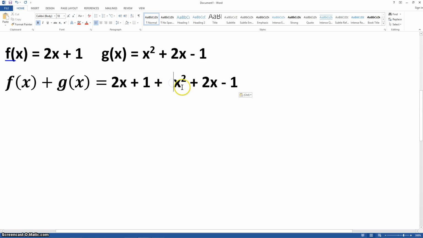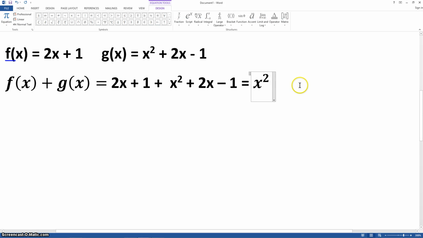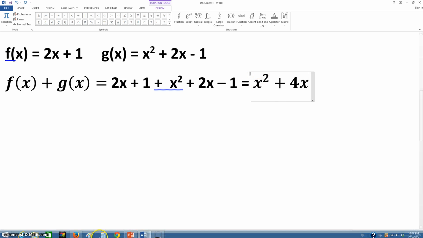And all you're going to do now is collect like terms. Once I collect like terms, my x squared cannot be added to anything. My 2x's add up to be 4x, and my 1's actually cancel out. So for this one, I am left with x squared plus 4x.